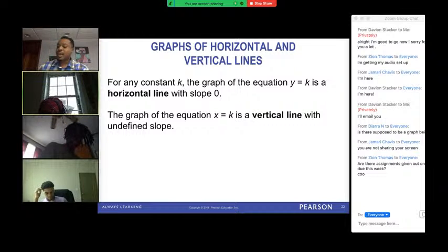For any constant k, the graph of the equation y equals k is going to be a horizontal line. So whenever we have y equals some number, that's going to be a horizontal line passing through the y-intercept of whatever that number is. And then x equals a number is going to be a vertical line through the x-intercept of whatever that x value is, right?